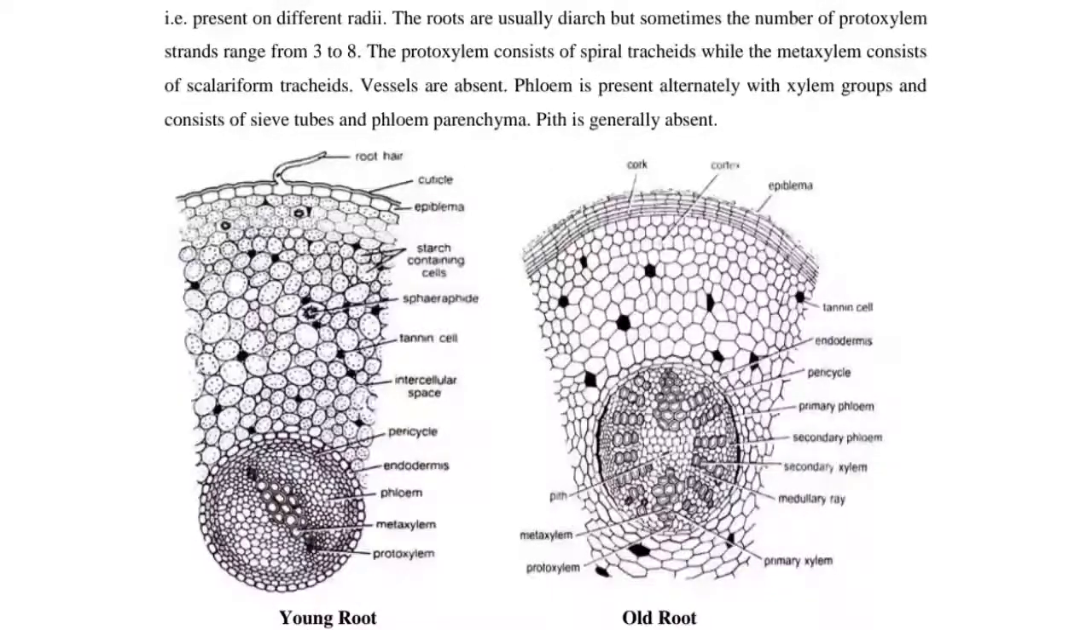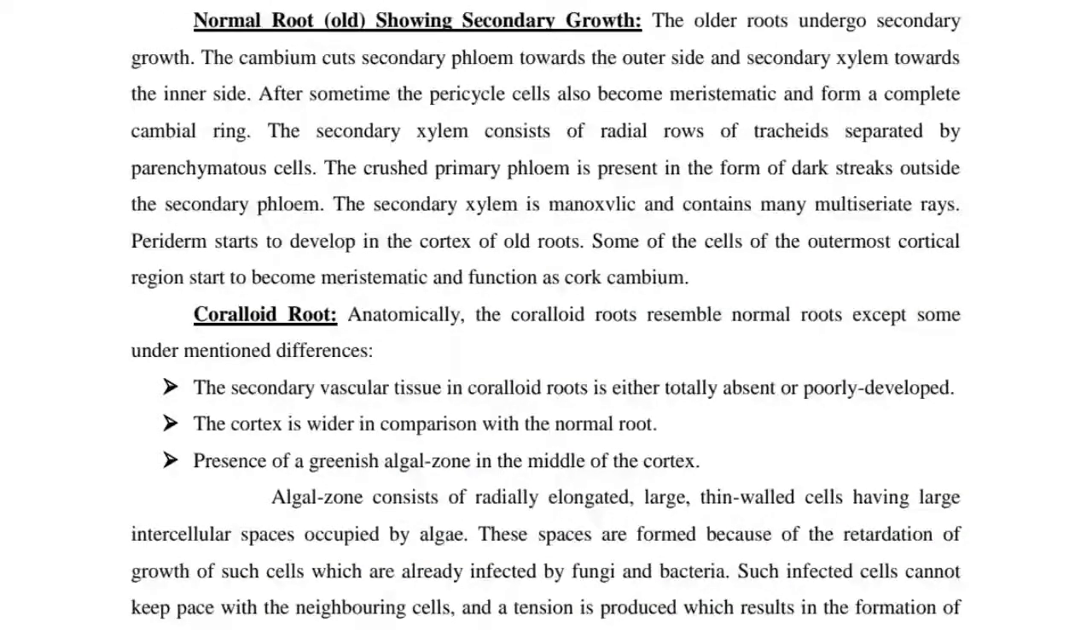Pith is generally absent. Young root, old root. Normal root, old, showing secondary growth. The older roots undergo secondary growth. The cambium cuts secondary phloem towards the outer side and secondary xylem towards the inner side. After some time, the pericycle cells also become meristematic and form a complete cambial ring.